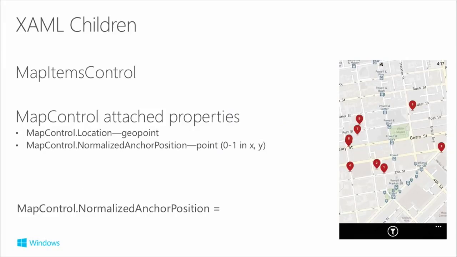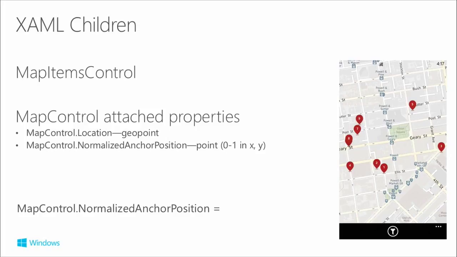With XAML children, the XAML items control is where we're going to shove all of our XAML children in order to make sure that they show. The way that we get our XAML children to show up at the right place is a couple of attached properties. The first one is mapControl.location, and then we can give it a geopoint. And this just says, I want the object to be right here. And then we can give it a normalized anchor position.